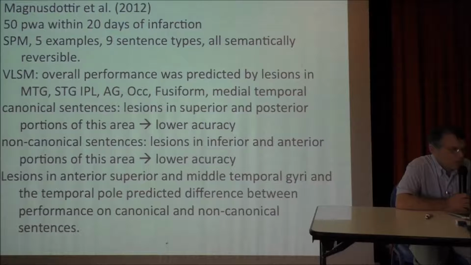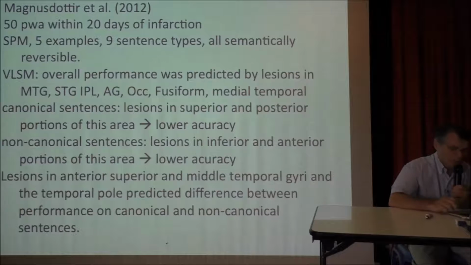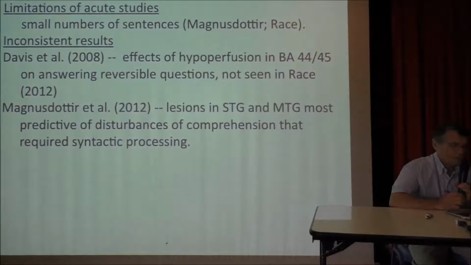temporal structure. Canonical sentences were mostly affected by lesions in the superior and posterior portions of this area, and non-canonical sentences in the inferior and anterior portion of this area, and lesions in the anterior, superior, and middle temporal gyri and temporal lobe predicted the difference between performance on canonical and non-canonical sentences.